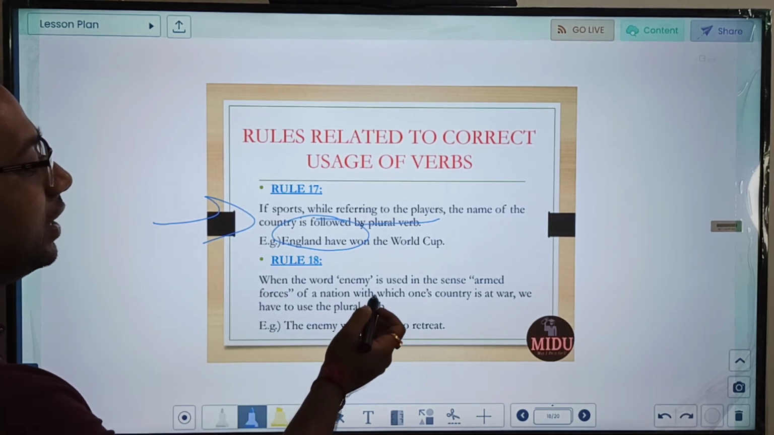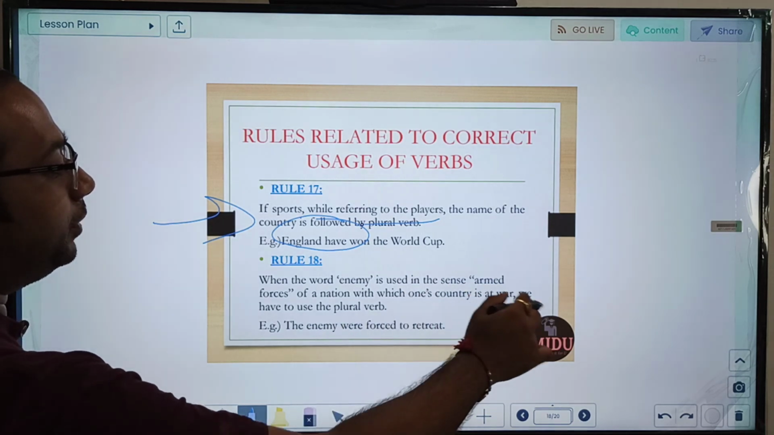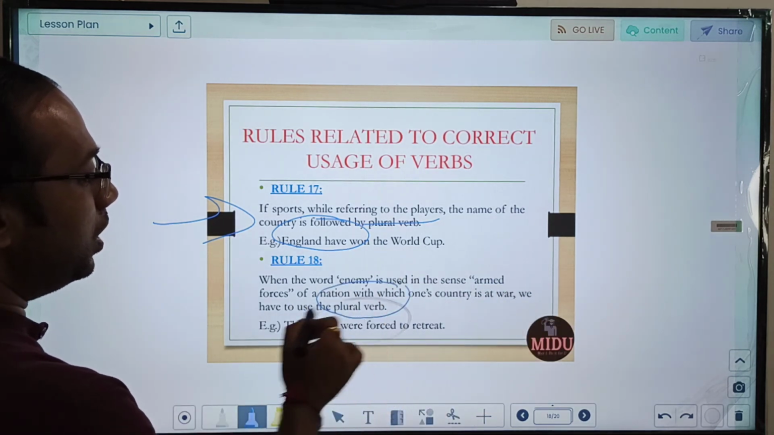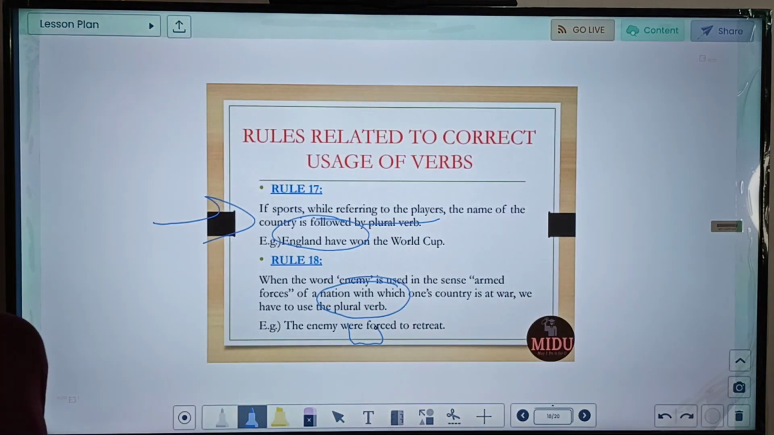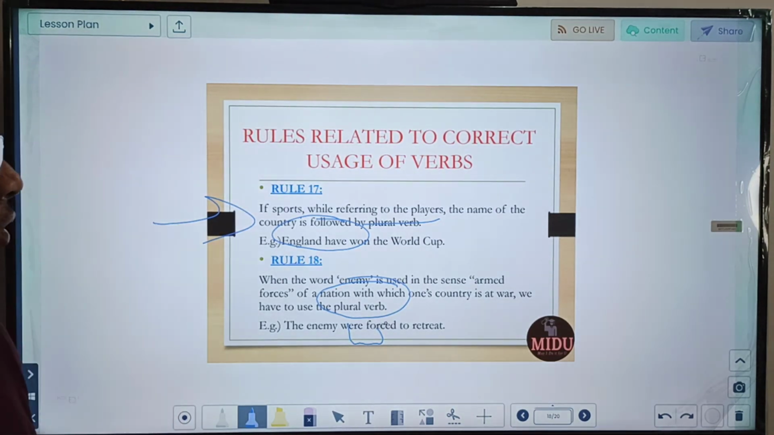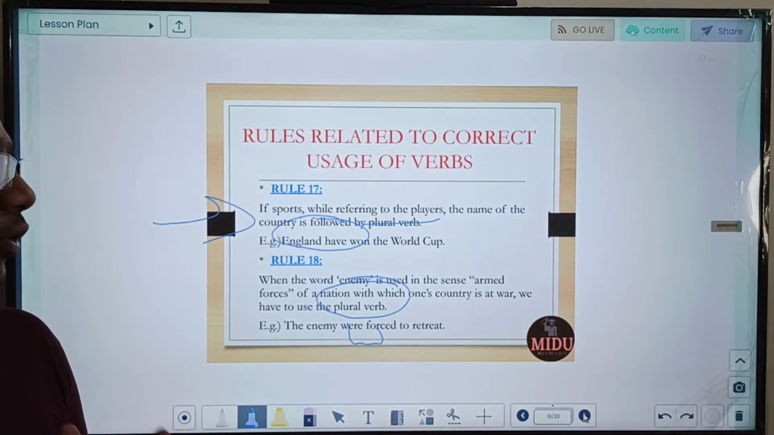When the word enemy is used in the sense of armed forces of a nation with which one's country is at war, we have to use the plural verb. So, the enemy were forced to retreat. In such specific cases, we always use the plural verb. So friends, these were all our 18 rules regarding the correct usage of verbs.